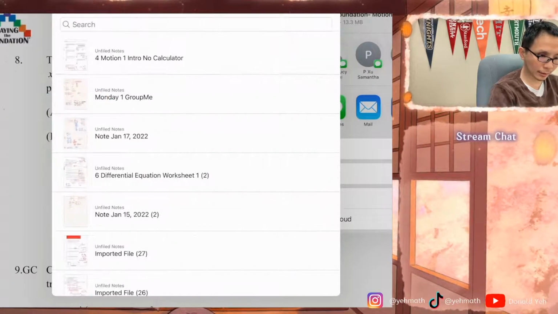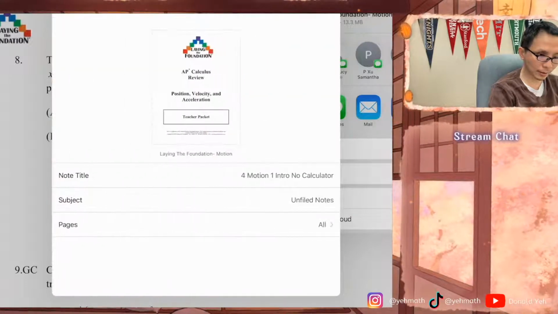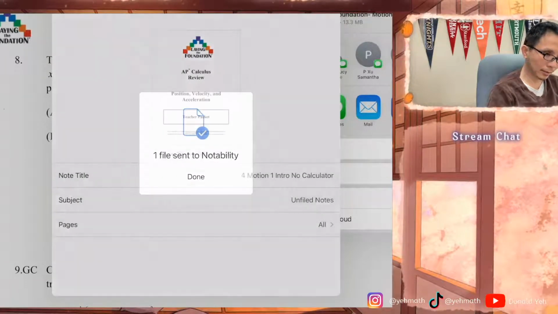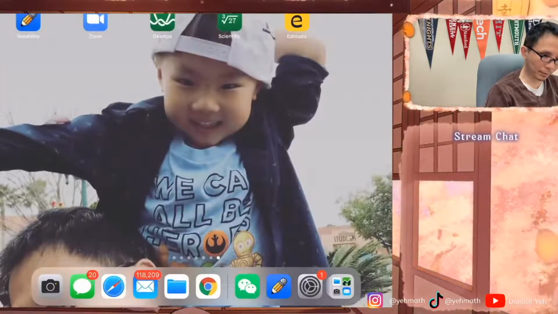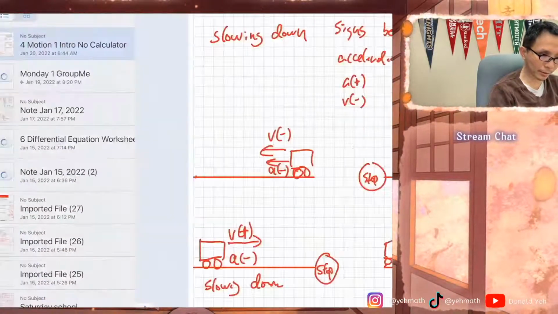Let me import it to adding to existing notes, motion. Next, import, done. I have so many things there. I probably need a bigger storage iPad. I'm going to run out of storage soon.